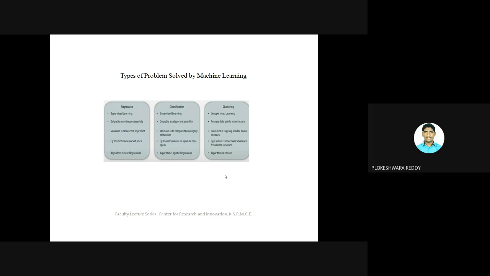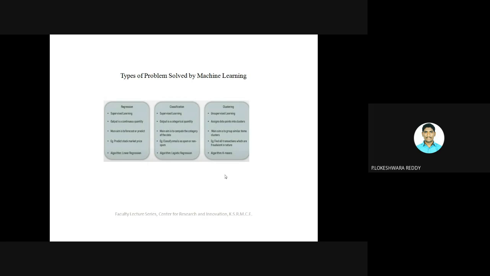Regarding classification, this is also a type of supervised learning where we compute the categorizations of the data. That is, the segregation of the data comes across in classification. And clustering is called an unsupervised algorithm. Whereas regression and classification are supervised learning, clustering is an unsupervised learning mechanism.